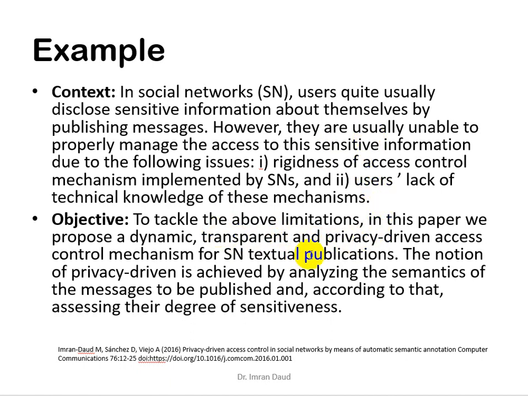To tackle the above limitations, in this paper, we propose a dynamic, transparent, and privacy-driven access control mechanism for social network textual publications. You can see so far he is not talking about his method. He is discussing in general what objective he is going to achieve: privacy-driven access control management in social network textual publications. So the main concern is the textual publication, the things that are written in text, not the images and videos. So he is actually focused on his problem.